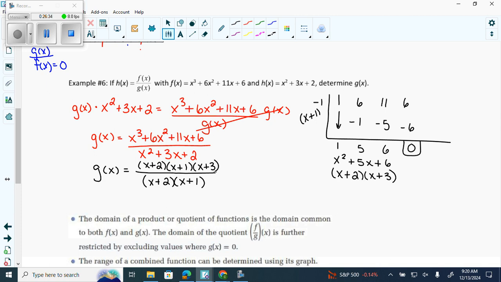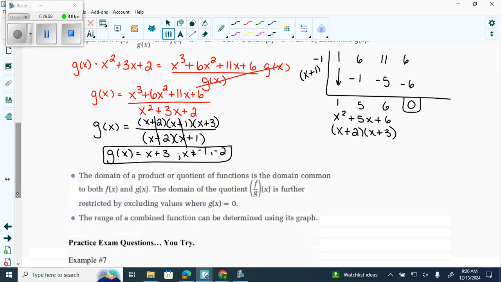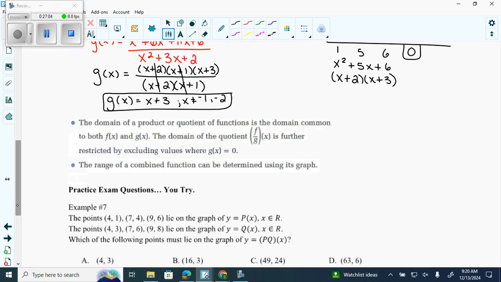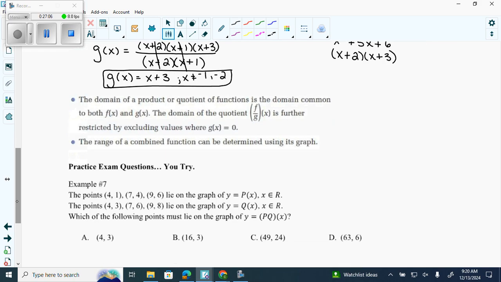So g of x actually has 2 points of discontinuity, doesn't it? Goodbye. G of x equals x plus 3. Technically, x can't equal -1 or -2. Okay. So much fun, guys. Really fun.